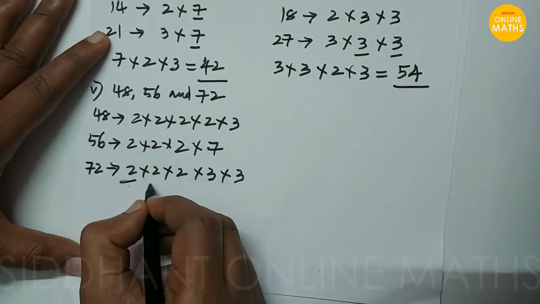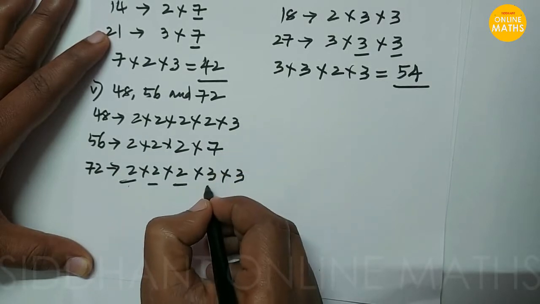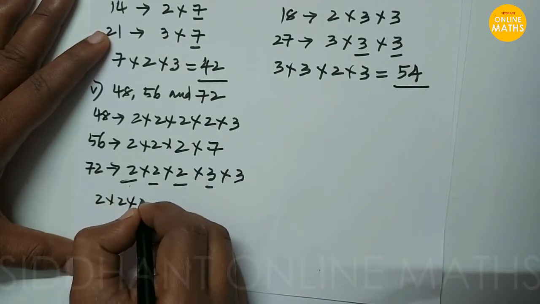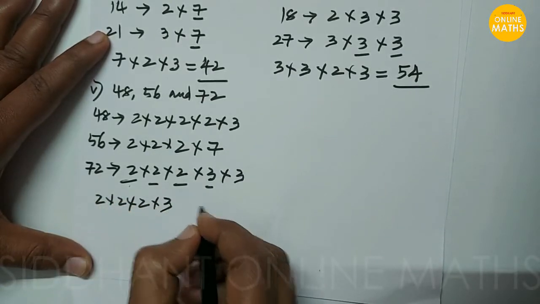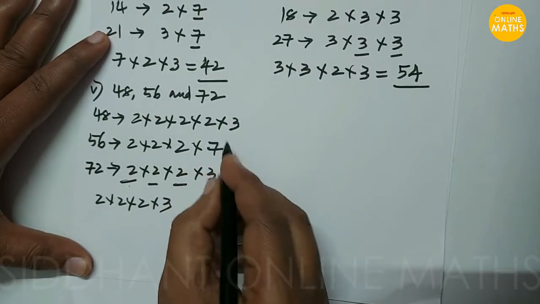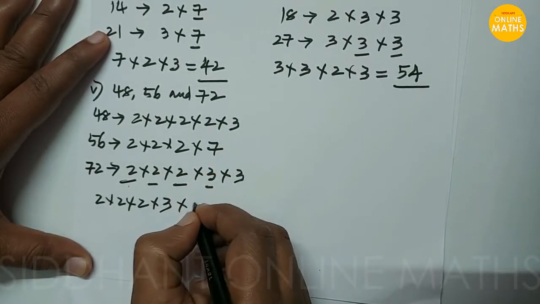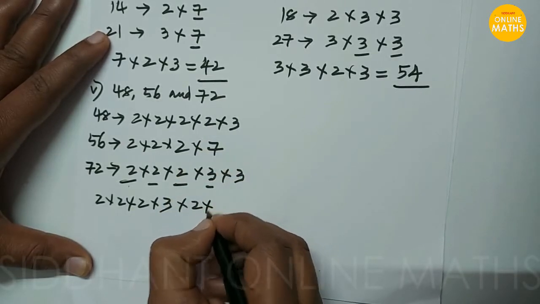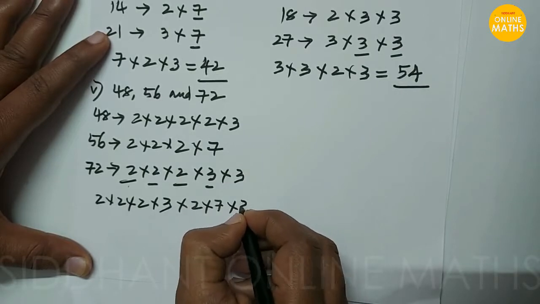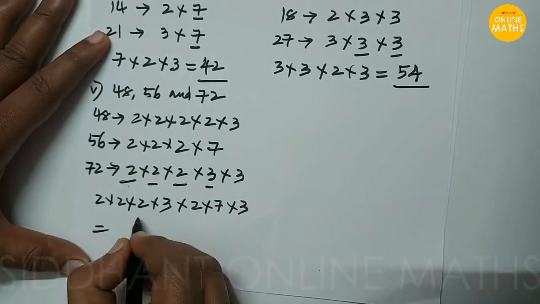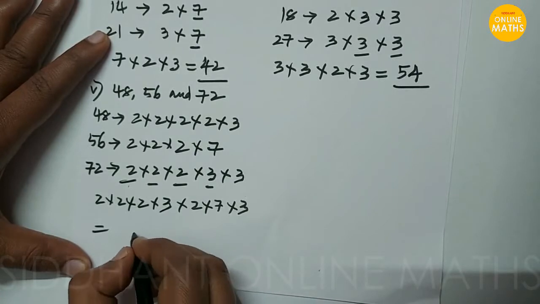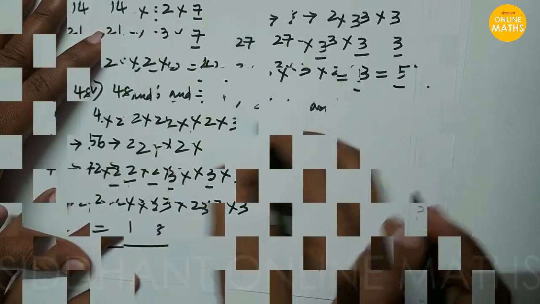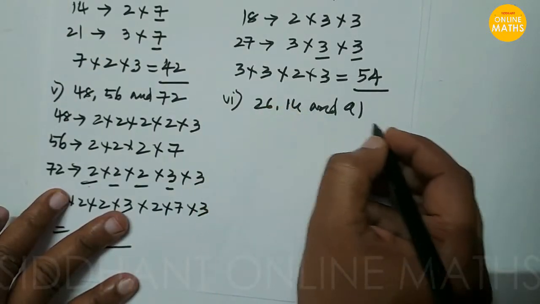So now we see the common factors. One is 2, another 2, and next 3 is a common factor. So we write first the common factors, then we go for the extra factors, that is 2, 7 and another 3. So when you multiply this, you get 1008.